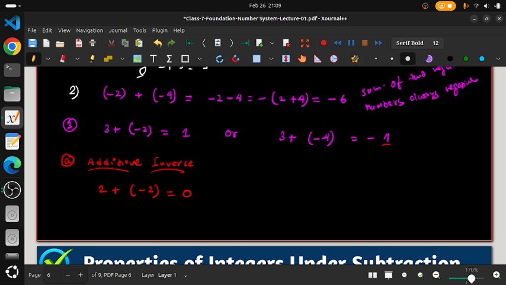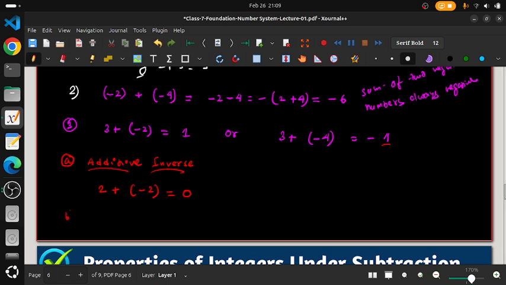Understood? Here the sum of two integers is 0. So 2 is the additive inverse of minus 2, or you can say that minus 2 is the additive inverse of 2. You can say it that way. So this is your additive inverse.